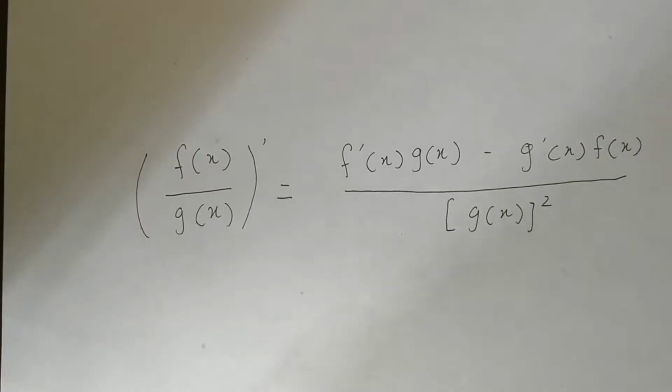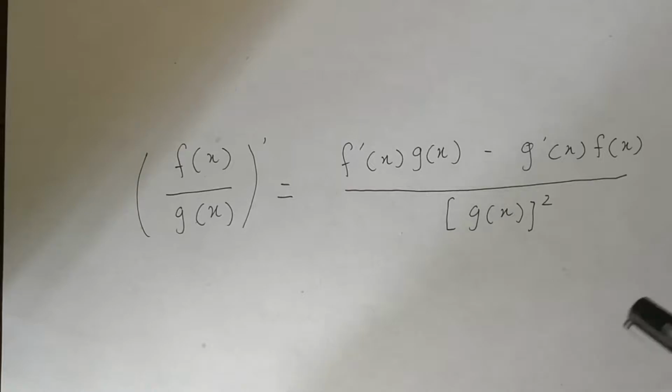In this video, we'll be learning chapter 2.4, the quotient rule, of the calculus course. The quotient rule states that if you have a function that's a fraction and you want to find its derivative, it will be the derivative of the numerator multiplied by the denominator, minus the derivative of the denominator multiplied by the numerator, and it will be divided by the denominator squared.